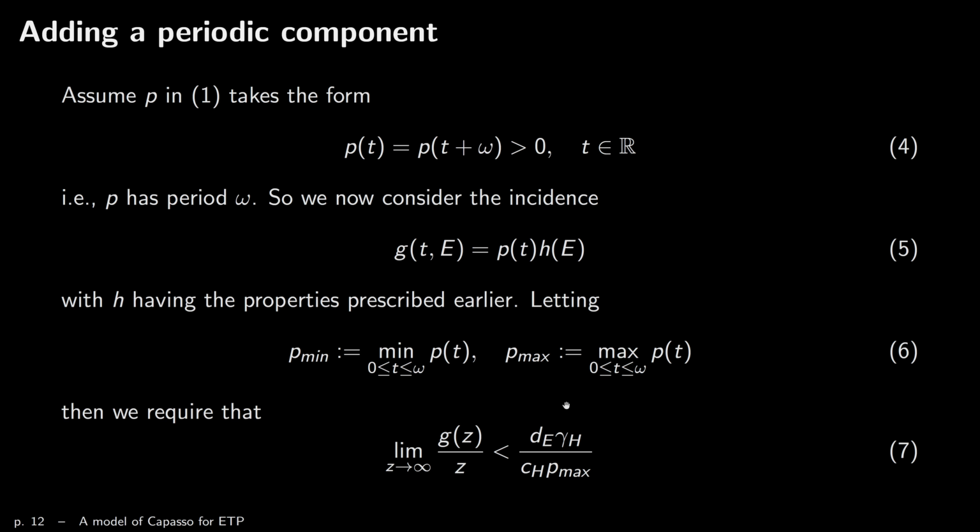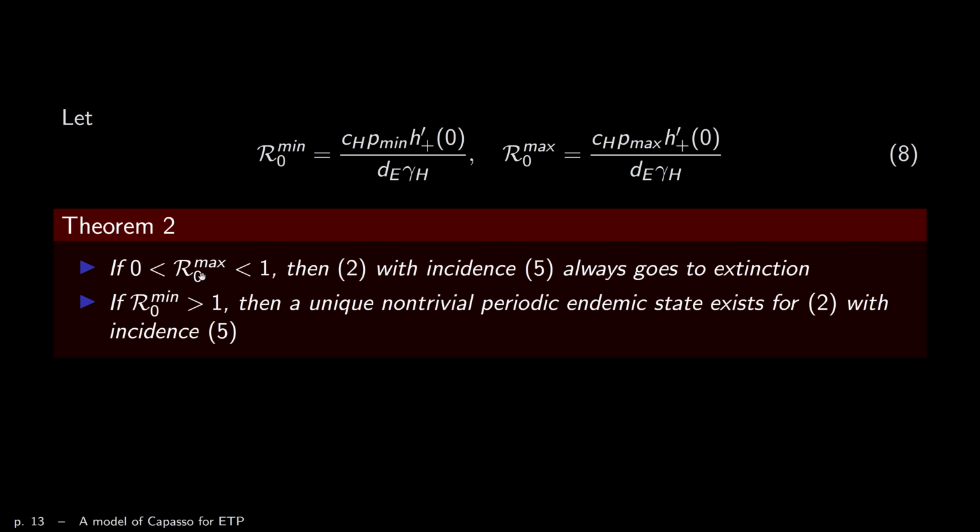One of the technical hypotheses that I didn't want to get into now becomes of this form. Okay, so there's a P max involved in here, not just P. Then you can define an R0 minimum and an R0 maximum in a way. And the difference between the two is that they use a minimum and maximum value of P. And then you have the following result.